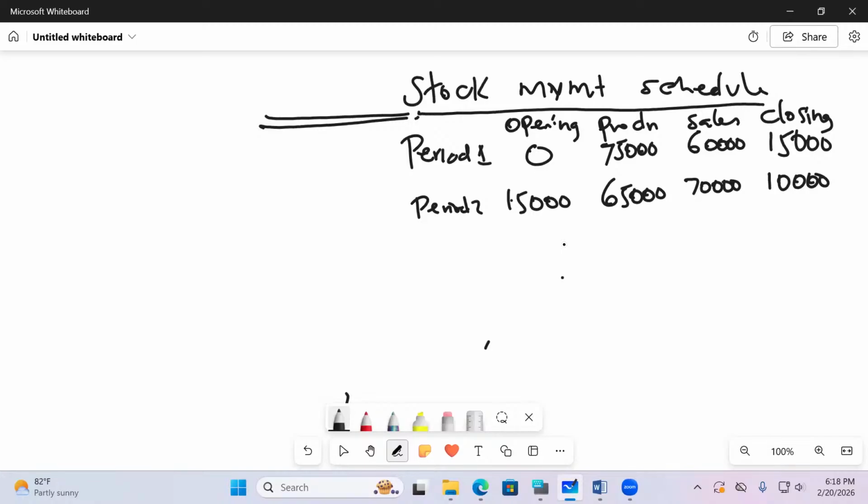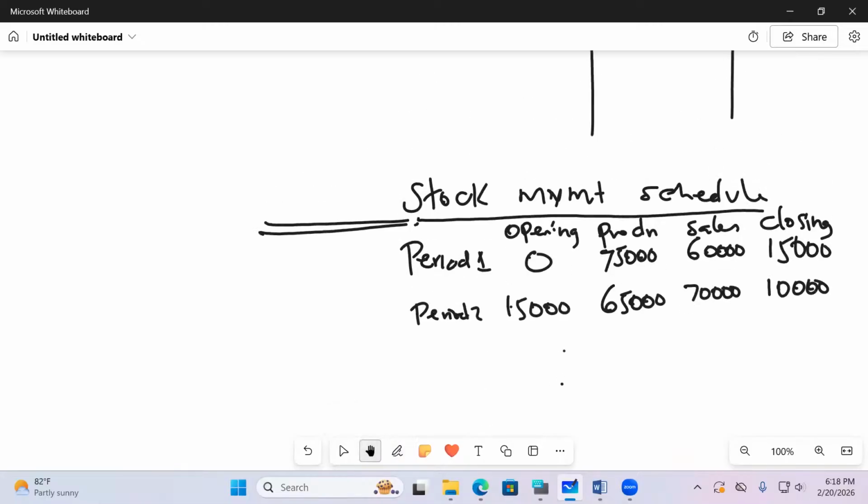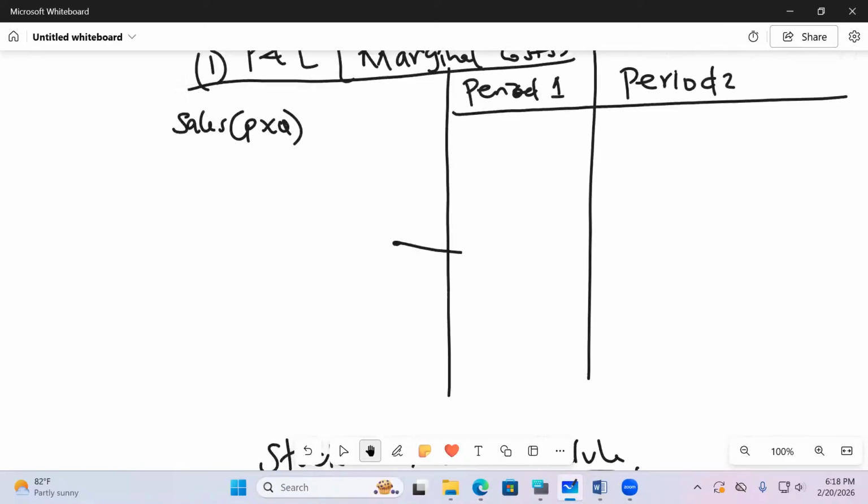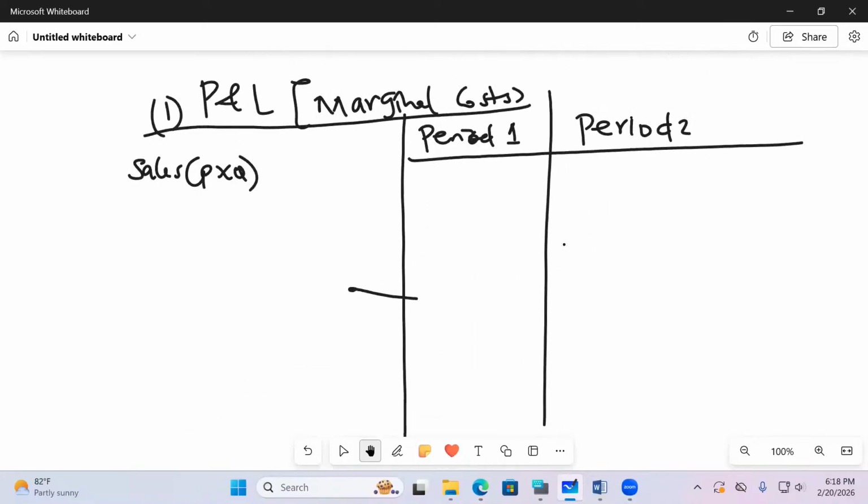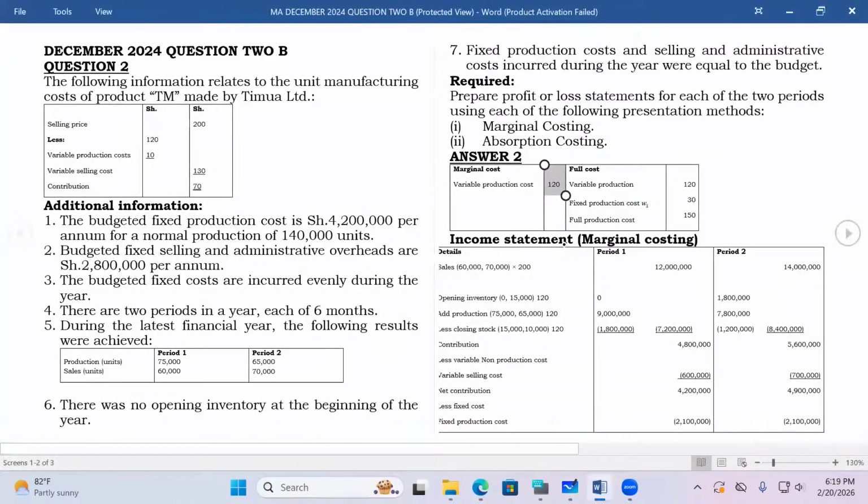Because now in our income statement, we are trying to get the sales in Kenya shillings. So how do we get these sales in Kenya shillings, my friends? It's very easy. You've just told me that sales equals price times quantity. Have they given me the selling price? How much is the selling price per unit? 200, right? So they're telling me that the selling price is 200.